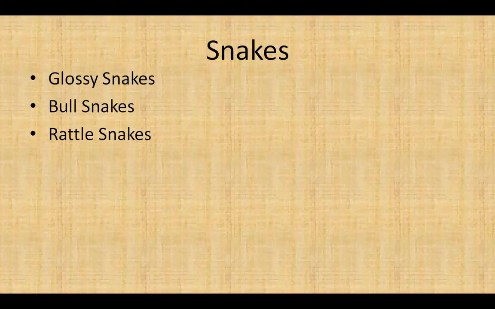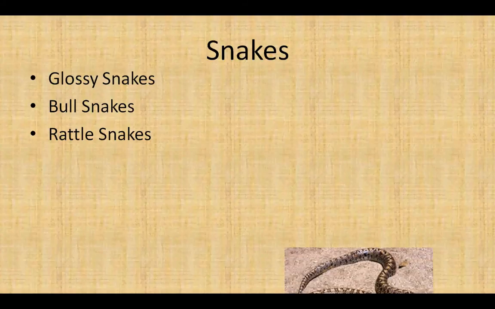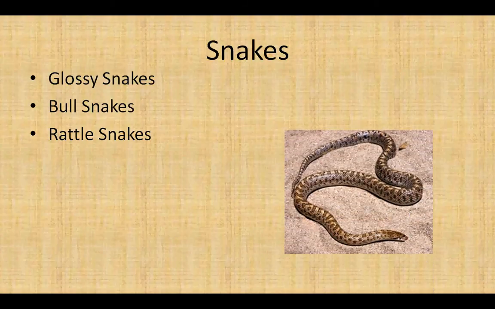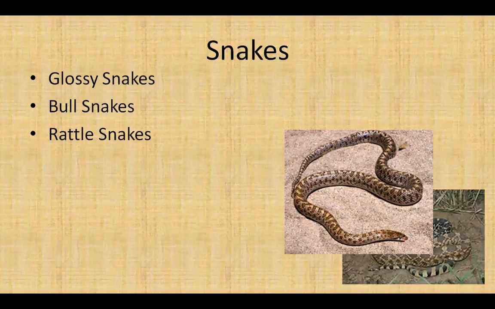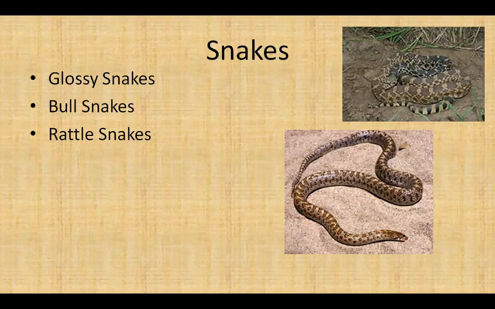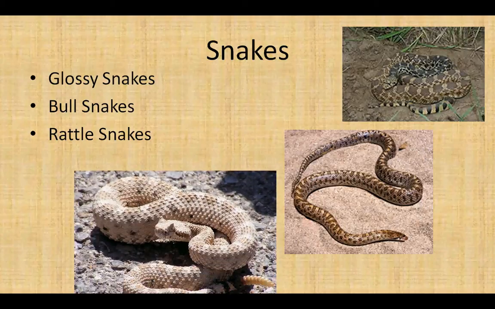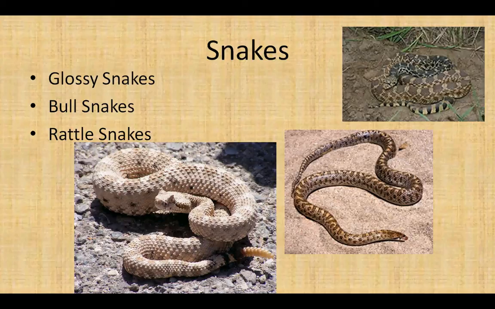Snakes, you don't see them quite as often. However, glossy snakes, the last hike I went on, I saw a glossy snake, and I do see them in my yard on occasion. Bull snakes, often confused with rattlesnakes because of their markings and their behaviors. They're very common around here. And of course, the rattlesnake, which we have, but it's not quite as common, thankfully.